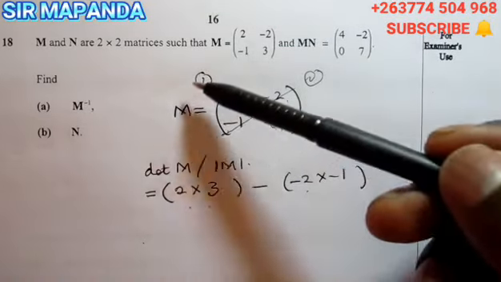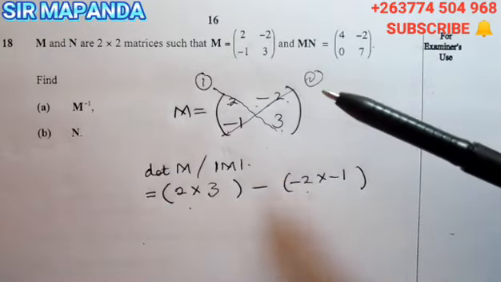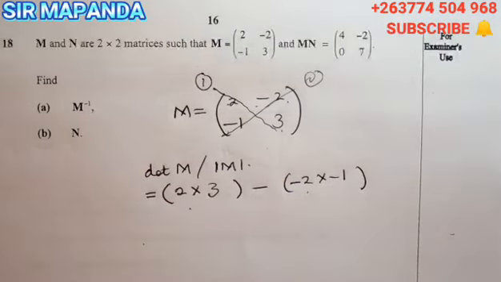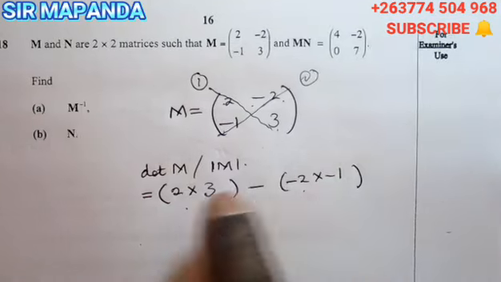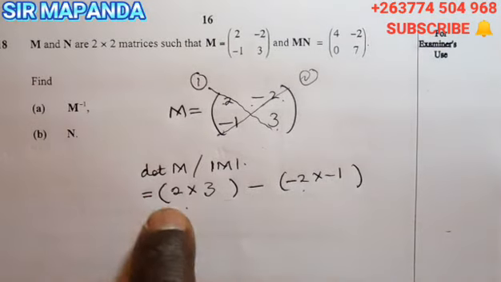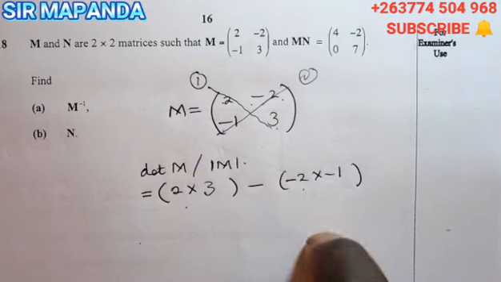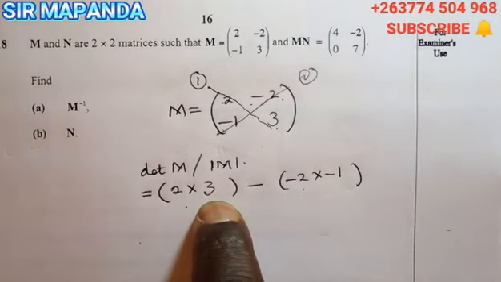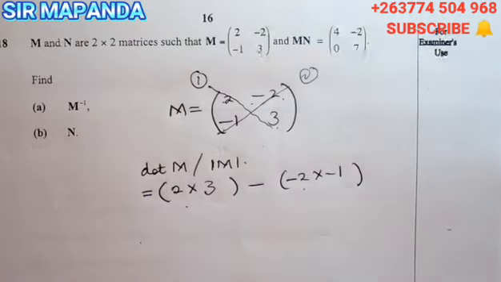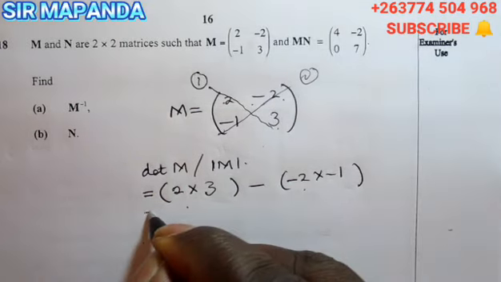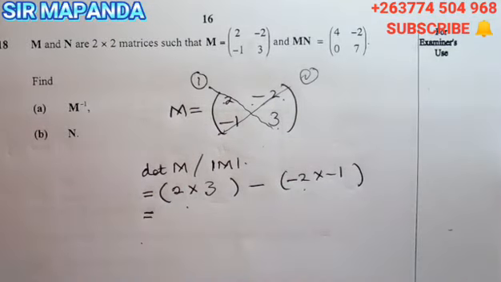The skill of indicating branch 1 and branch 2 helps you to make sure that you are doing the correct thing. Because if you interchange the brackets, if you write 2 times 3 in the second bracket, and minus 2 times minus 1 in the first bracket, you will be marked wrong. I hope you are listening. Right, so let us proceed in the calculation of the determinant.